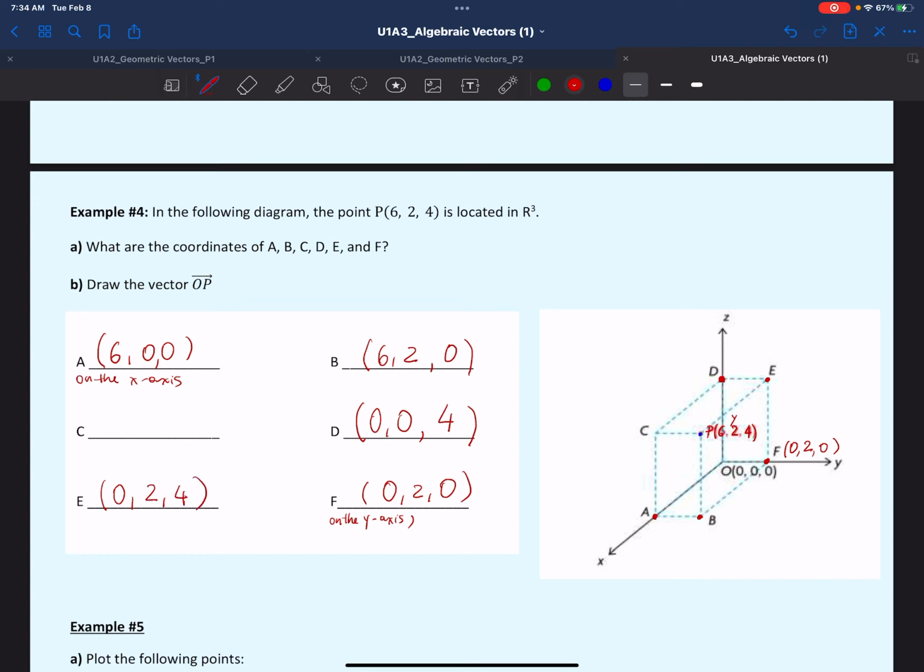And the last point is the point C. Now, point C is on the plane defined by z and x, so the zx plane. Which coordinate is 0 on the zx plane? The y. So y will be 0, x is 6, and z is 4.